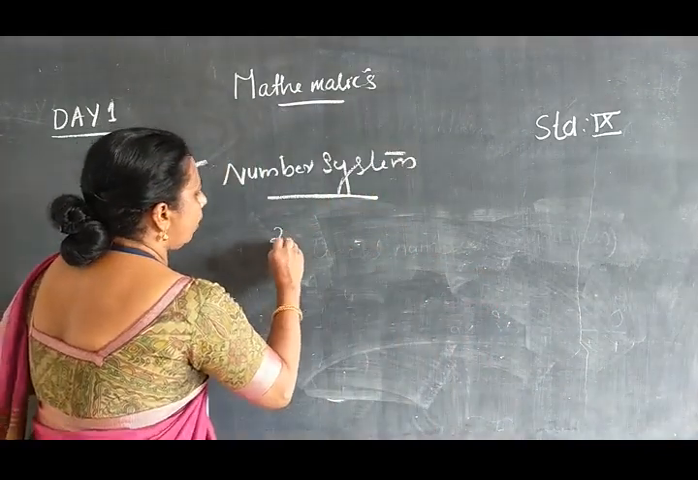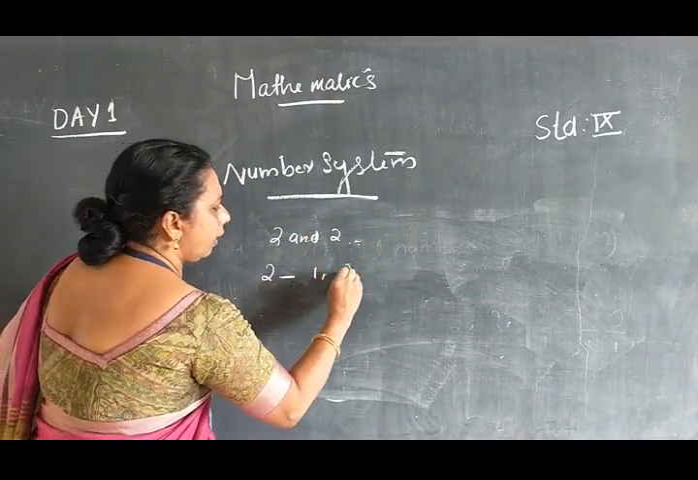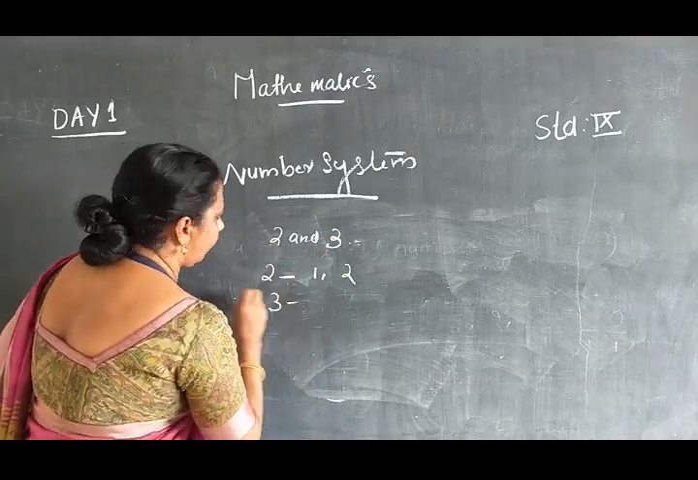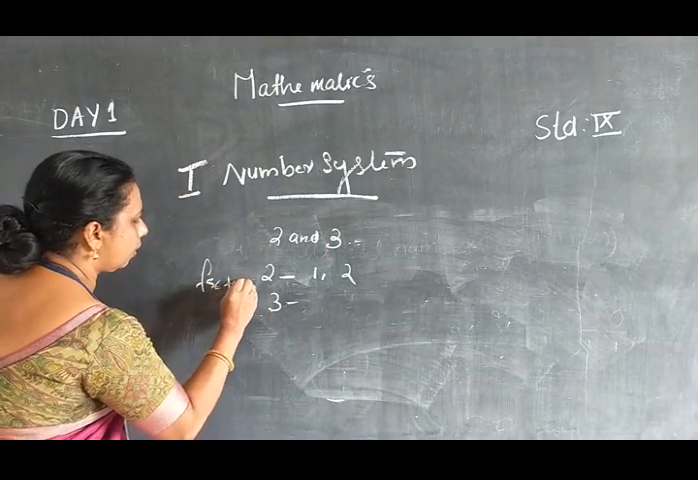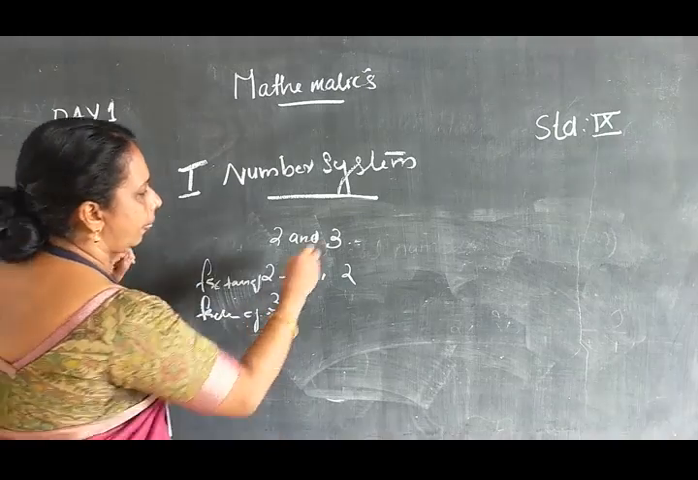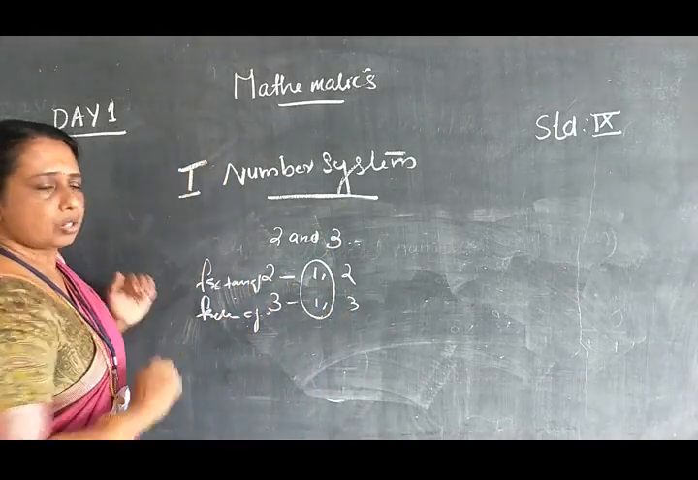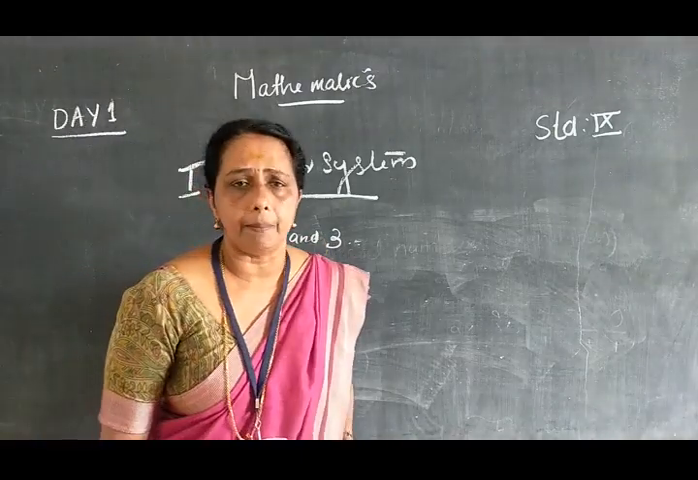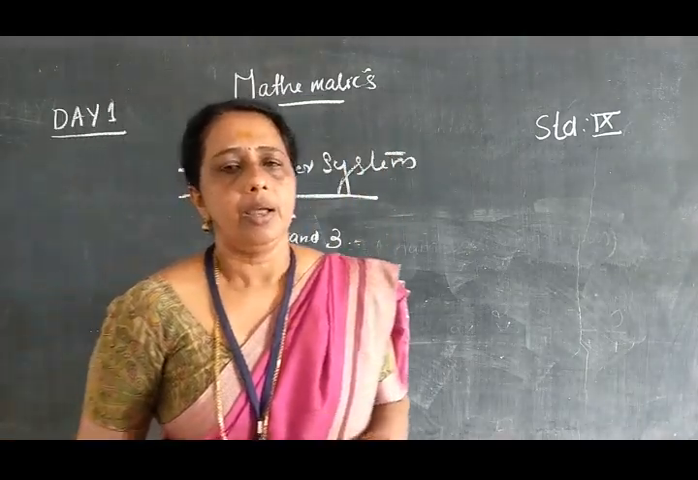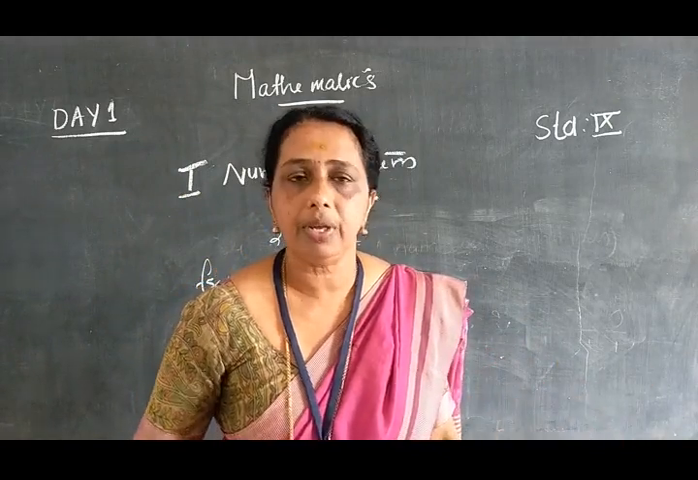For example, 2 and 3. What are the factors of 2? Only 1 and 2. Factors of 3 are 1 and 3. What is the common factor here? Only 1. So, we can say that 2 and 3 are co-prime numbers. Understood? So, one more definition of a rational number: if P and Q have no common factor other than 1, then we call it a rational number.